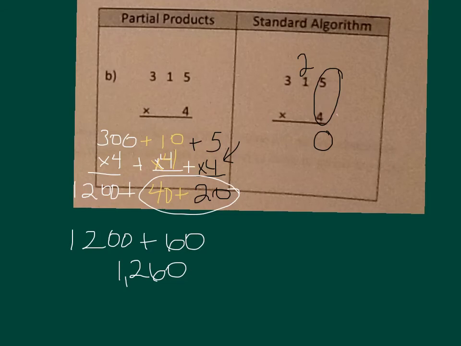Now I'm going to multiply 4 times 1. 4 times 1 is 4, plus my 2 is 6. Then I'm going to multiply 4 times 3, which is 12. And I have my answer, 1,260. All right, I believe you're ready to try the next problem on your own.